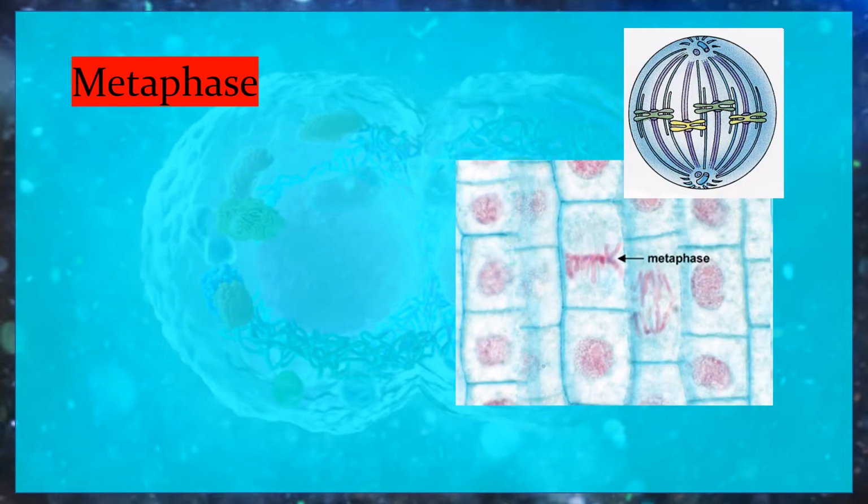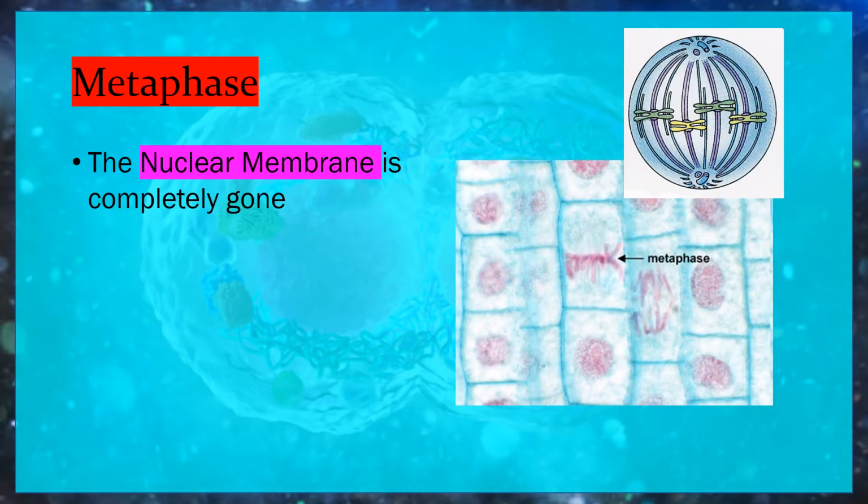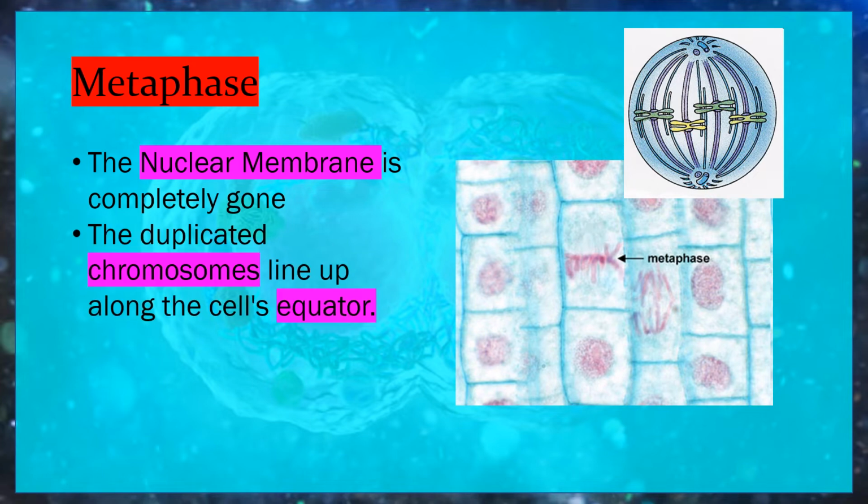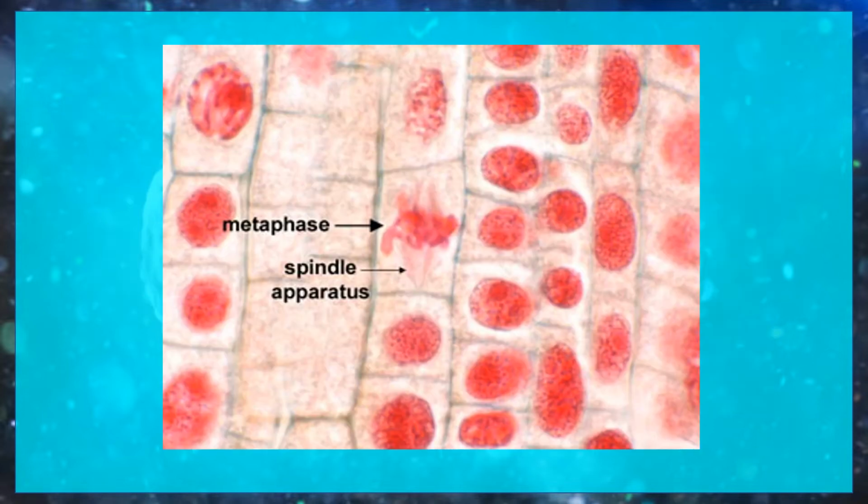Onto metaphase. This means that the nuclear membrane is now completely gone, and the duplicated chromosomes line up along the cell's equator. Here we see the equator for this cell. It's important to note that the cell's equator can be pictured either horizontal like this or vertical. Here we see metaphase along the equator, and we can slightly see those spindle apparatus pulling and pushing the chromosomes.